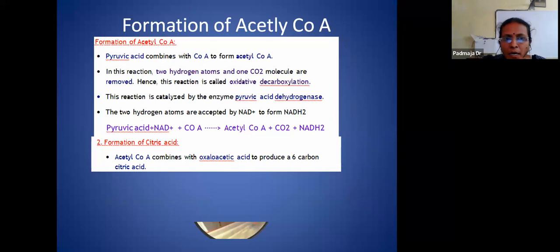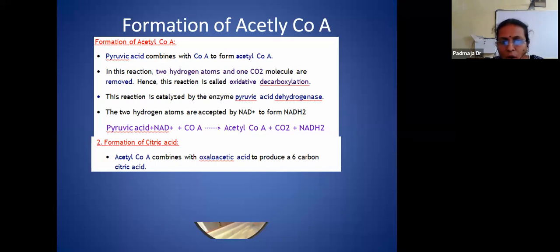And now here, the formation of acetyl CoA. This acetyl CoA is a 2-carbon compound. The pyruvic acid is a 3-carbon compound. So here what happens? This pyruvic acid, a 3-carbon compound, will not enter into the mitochondrial matrix, so it must be converted into acetyl CoA. This pyruvic acid combines with CoA to form acetyl CoA, a 2-carbon compound. One CO2 is released from this process.